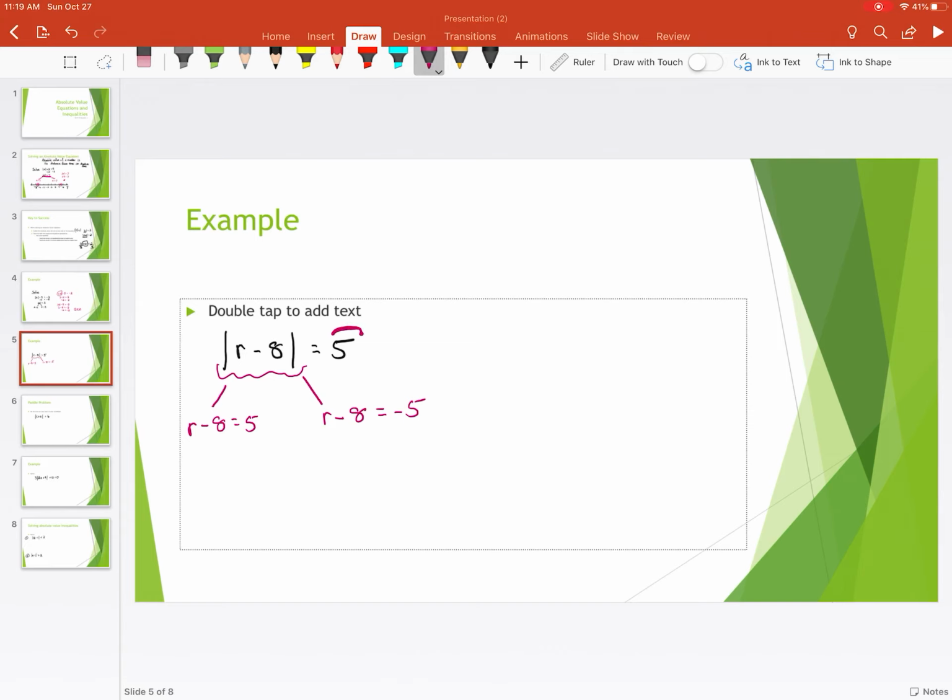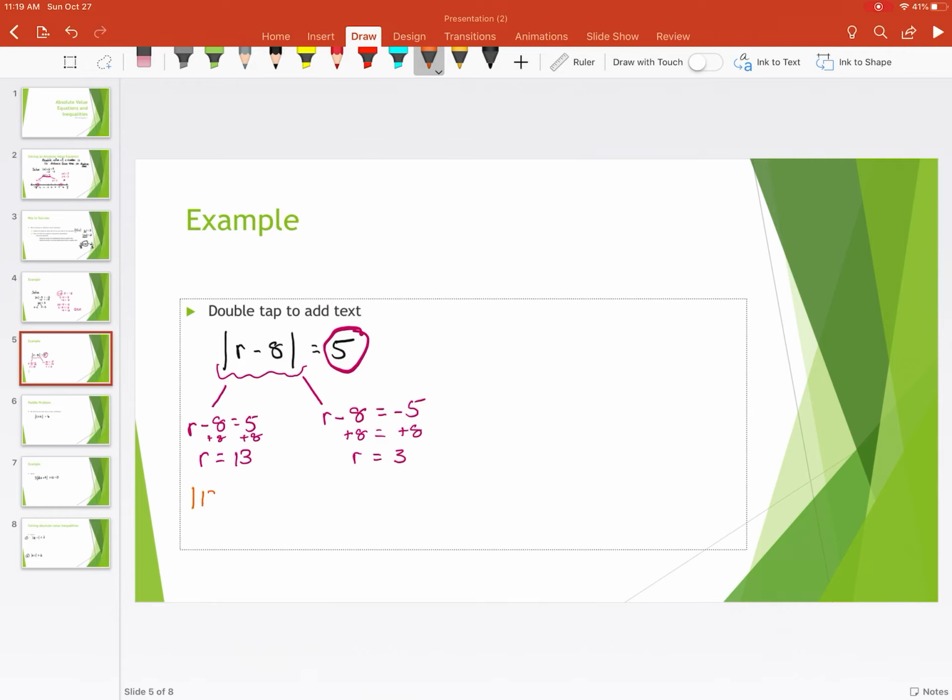Because the absolute value is just a distance from 0 on the number line. And this could evaluate to either 5 or negative 5. Okay, so let's just solve. R equals 13. We're just adding 8 to both sides, right? Over here, we're going to add 8 to both sides again. But here we get r equals 3.